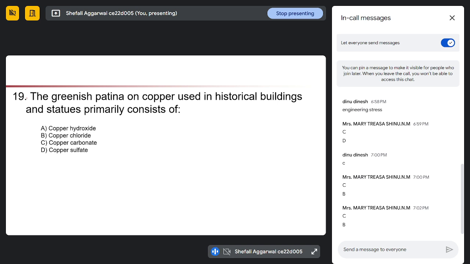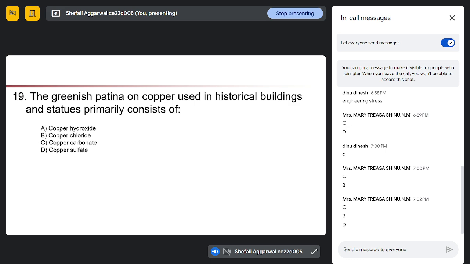The 19th question is, the greenish patina on copper used in historical buildings and statues primarily consists of, or we can say, what is the oxide layer of copper usually made of? Copper hydroxide, copper chloride, copper carbonate, or copper sulfate?